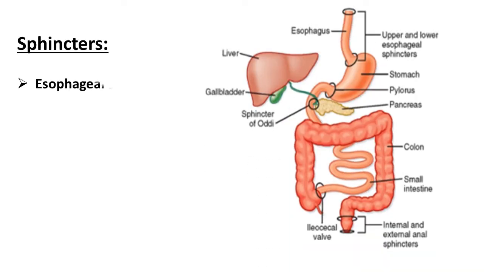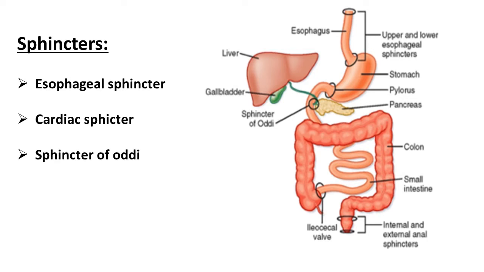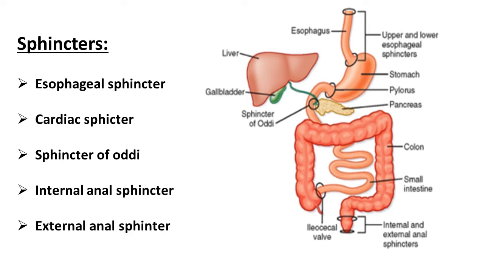These are the sphincters. The first one is called the esophageal sphincter. Then the next ones are the cardiac sphincter, sphincter of Oddi, internal anal sphincter, and external anal sphincter.